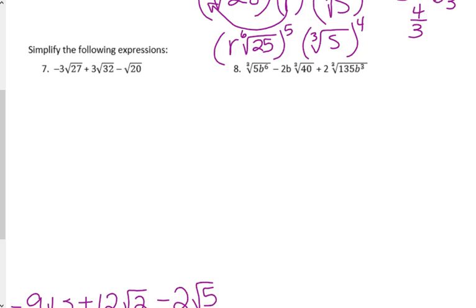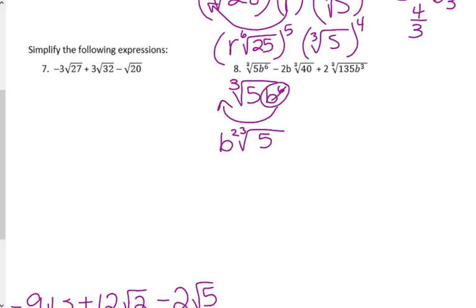So, cube root of 5b to the 6th. Now, b to the 6th is divisible by 3. So we have cube root 5b to the 6th, and we're going to go ahead and pull that out. So we're going to have b squared times the cube root of 5. 5 is not a cube, so we have to leave it there.